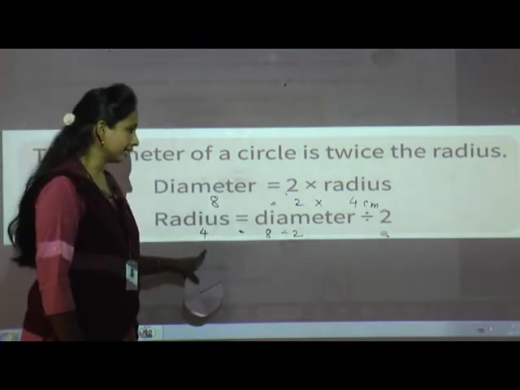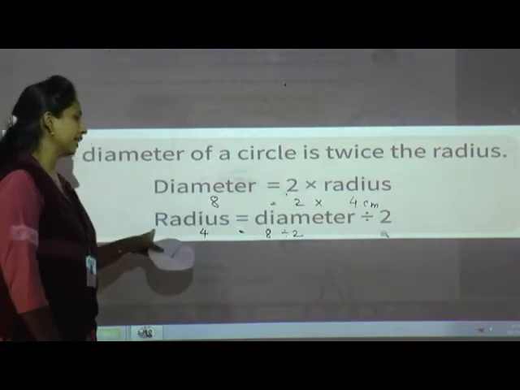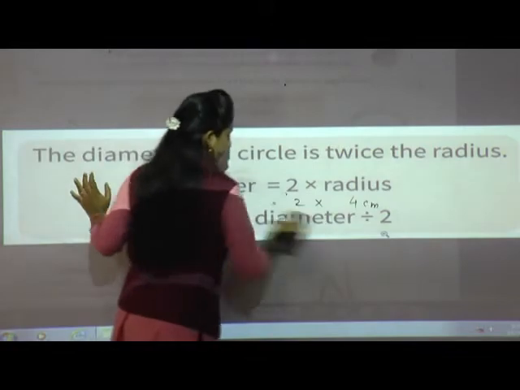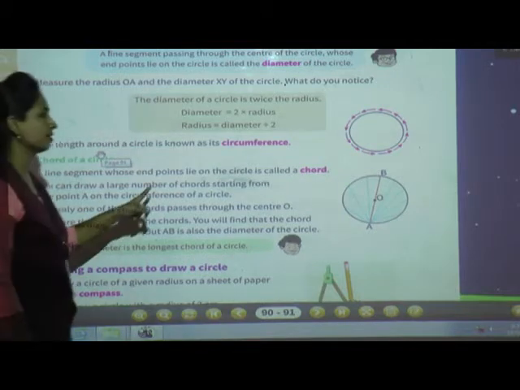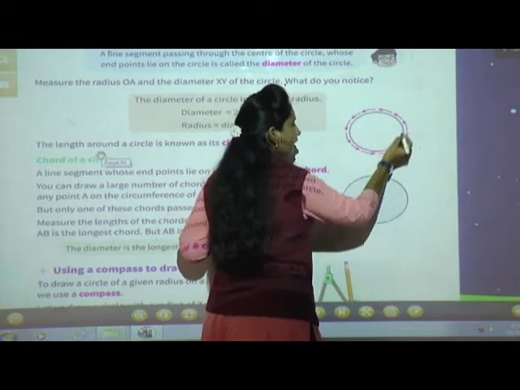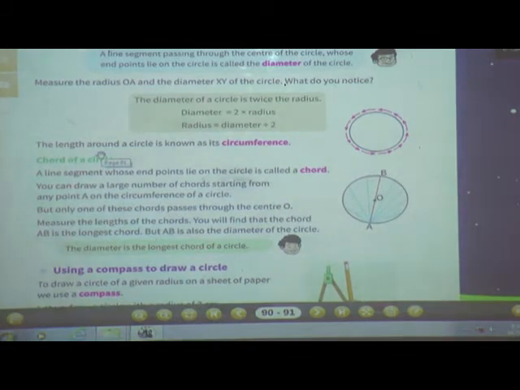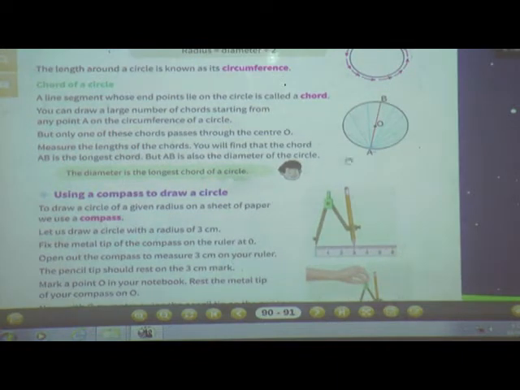So whatever the radius, when we multiply with 2, we get the diameter. And if you want to find the radius, diameter divided by 2, if you do, you will get the radius. Clear till here? Yes. Now the length around a circle is known as its circumference. Whatever the length around the circle is, this is known as the circumference. Got it? Yes. Now next, chord of the circle.